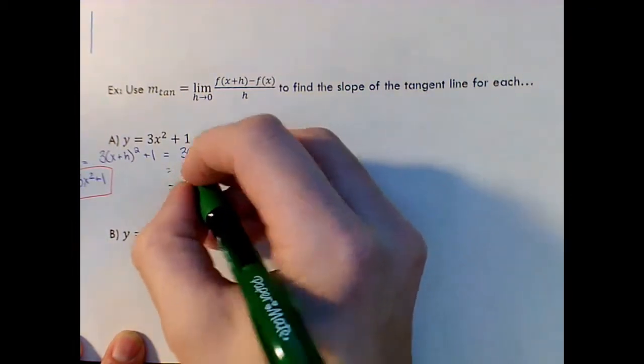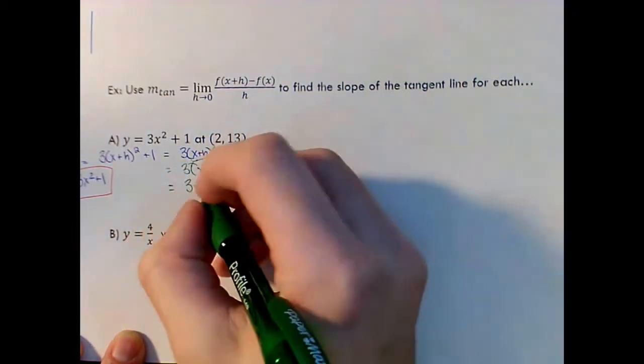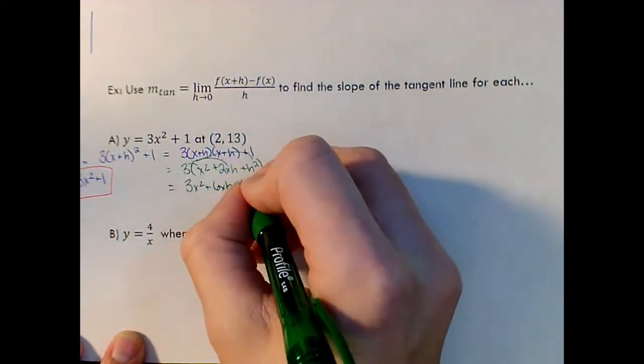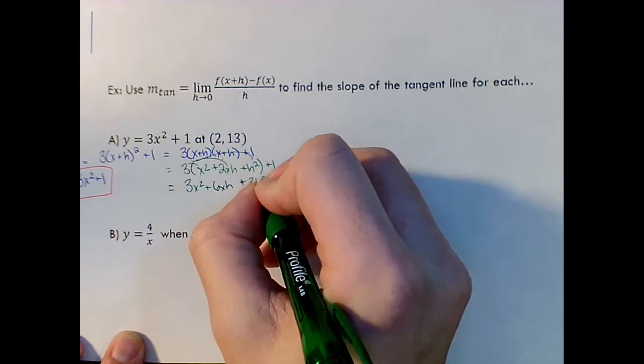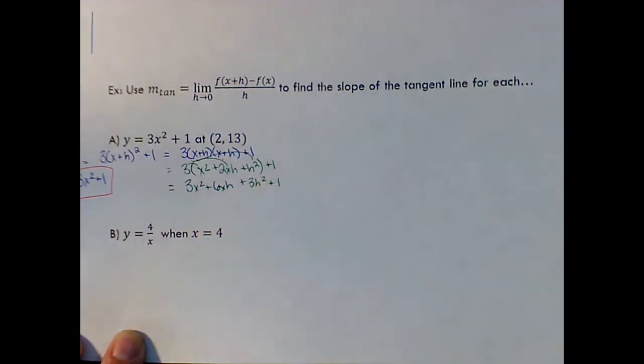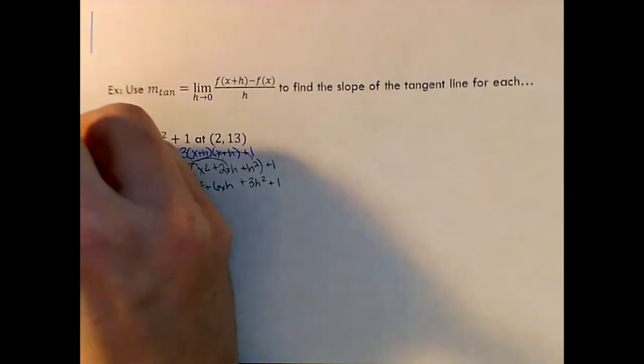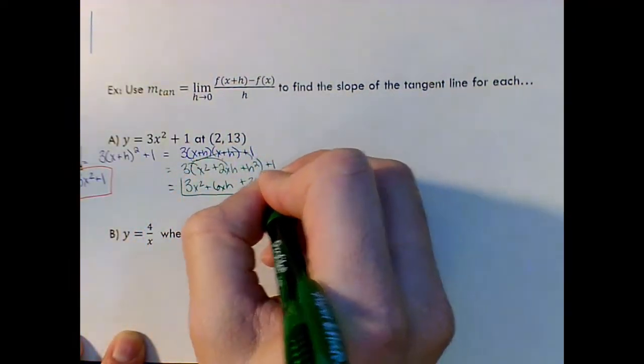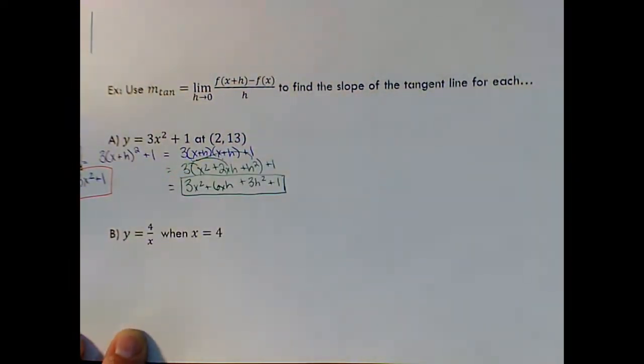3x squared plus, distributive property, 6xh plus 3h squared plus 1. So that's what f of x plus h ended up being. So now on to actually doing the problem.